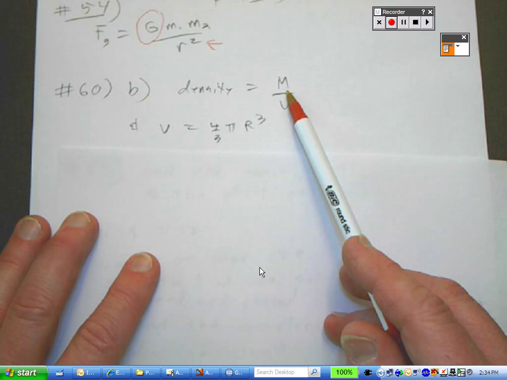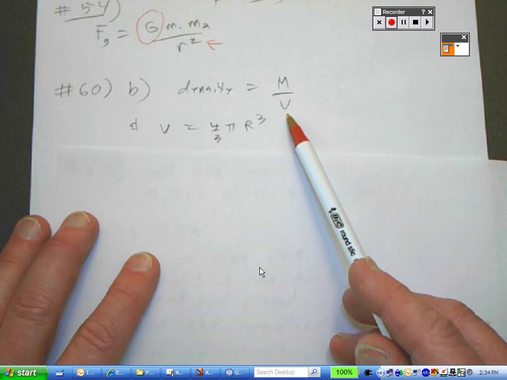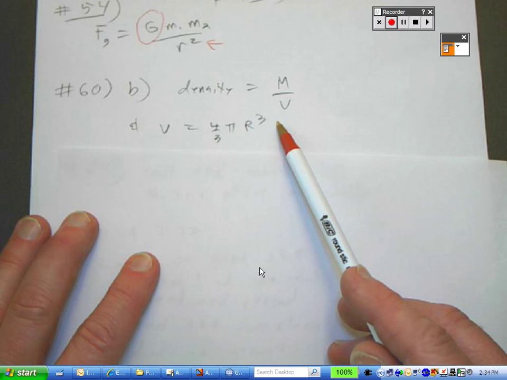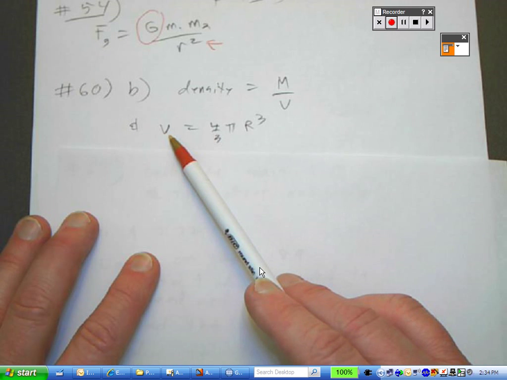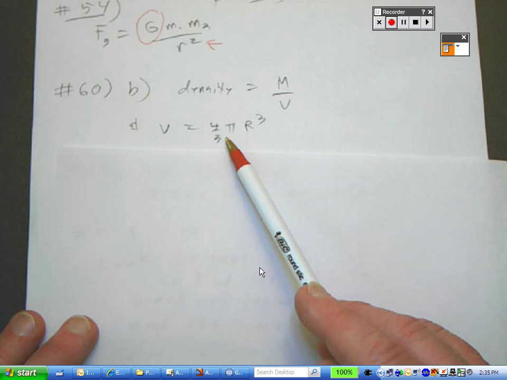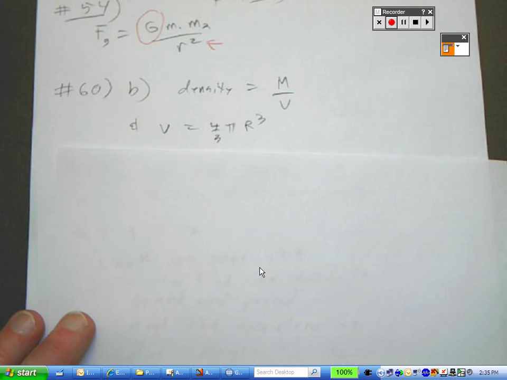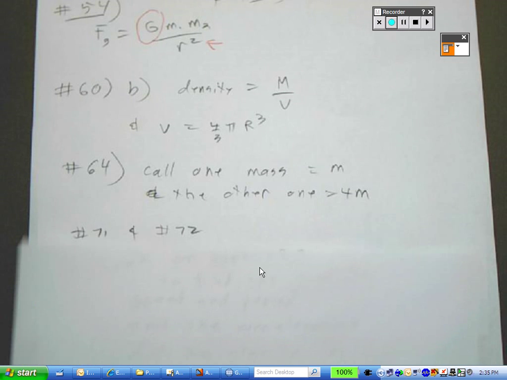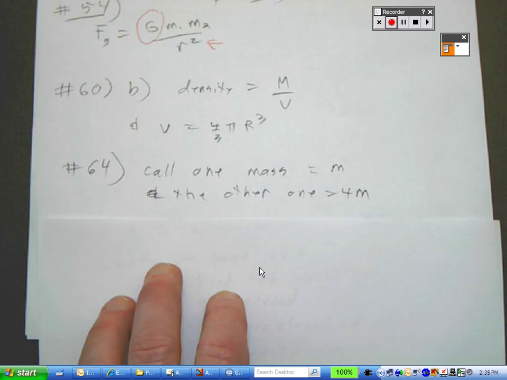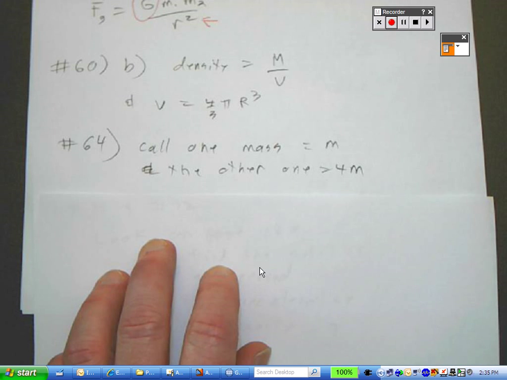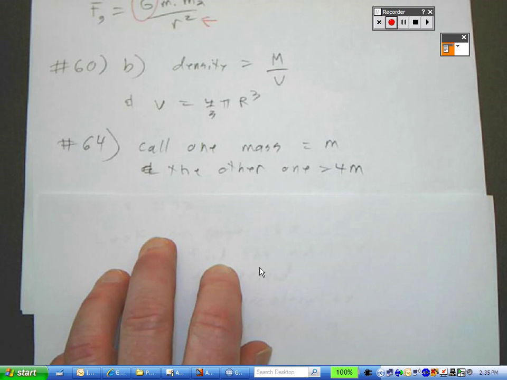Part B uses density equals mass divided by volume, a formula you had in chemistry. And then also very useful to know the volume formula for any sphere, like the Earth, would be 4/3 pi r cubed. Hopefully number 60 will be more successful now. Let's look at number 64. Number 64 is two spheres placed so that the centers are 2.6 meters apart. The force is given. What's the mass of each sphere if one is twice the mass of the other?